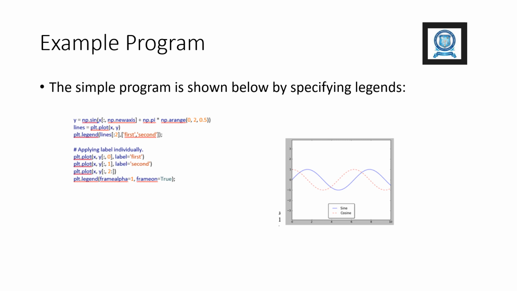The simple program is shown below, specifying the legends. Here plt.legend is called. Inside it, first comma second has been written. The x, y label is equal to first and label is equal to second are specified. The output for this program is shown on the right side of the slide.